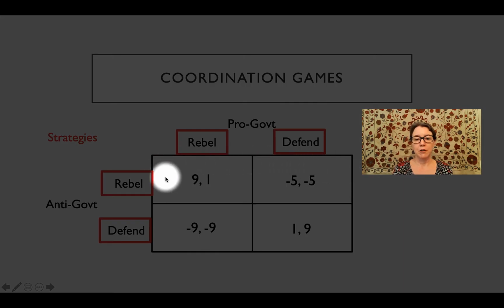So, the top row represents the anti-government actor strategy of rebelling, whereas the bottom row represents what would happen if they defend or stay loyal to the government. Similarly, this column represents what happens if pro-government forces rebel, if they actually defect from the government. And the right-hand column represents what happens if pro-government forces continue to defend their government.